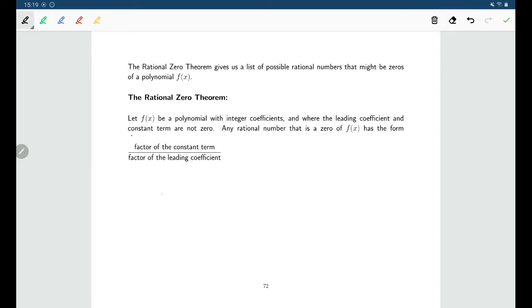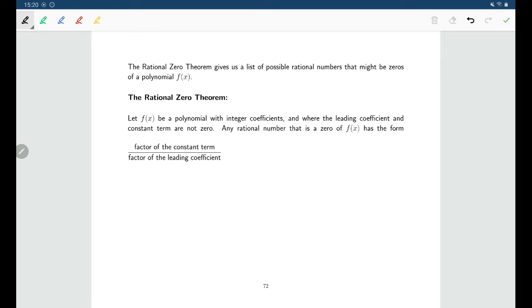So for example, if I handed you a polynomial like x to the 7 plus x to the 5, that's a polynomial where the constant term is 0, so the rational zero theorem wouldn't apply here. Same sort of thing if I were to hand you a polynomial where a coefficient was not an integer. So something like x to the 7 plus 0.7x plus 3. Because that's not an integer, that means that the rational zero theorem wouldn't apply there either.